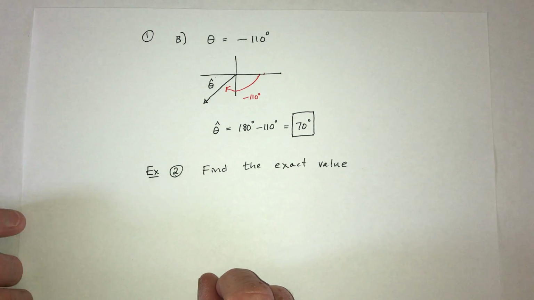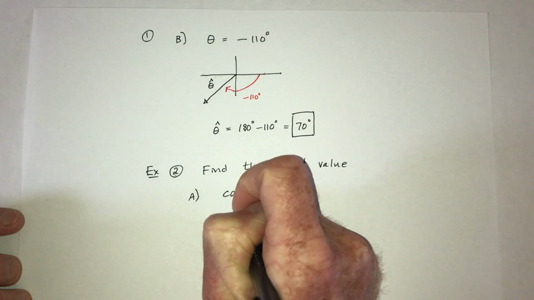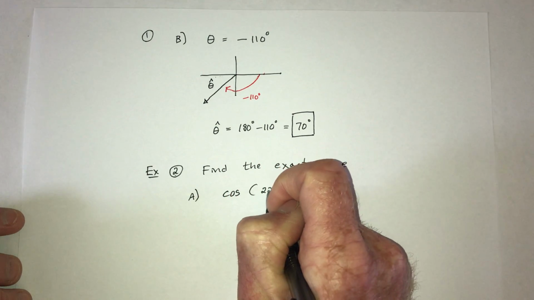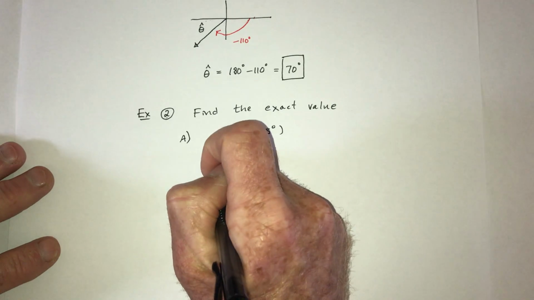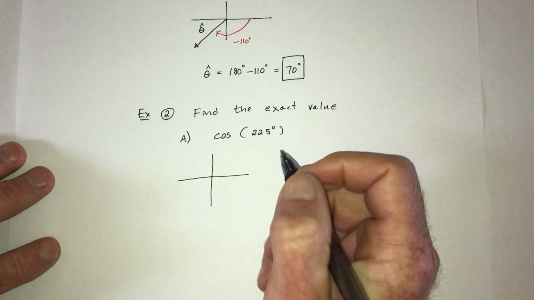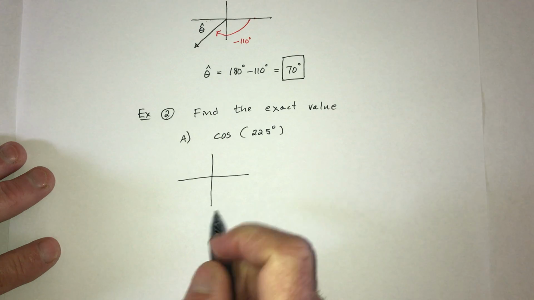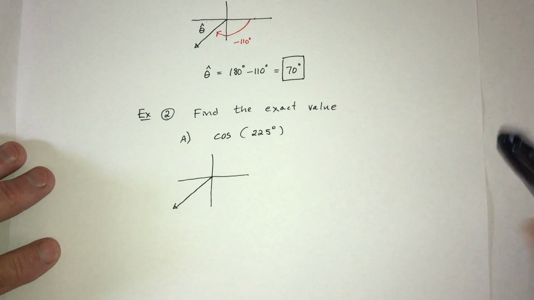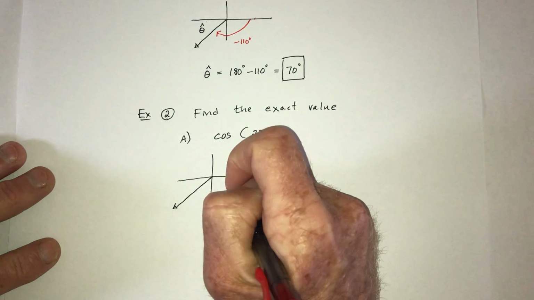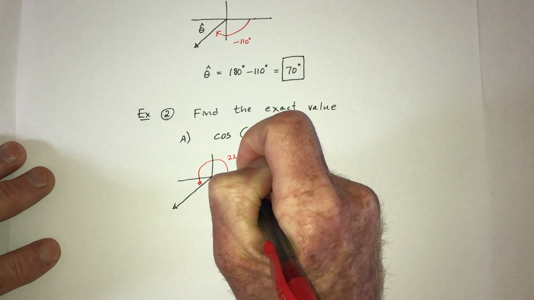Okay, find the exact value. Part A: how much is cosine of 225 degrees? First of all, draw that angle, 225 degrees. Over here would be 180, over here would be 270. So 225 is somewhere in between like this. Going from here over to here, that is 225 degrees.